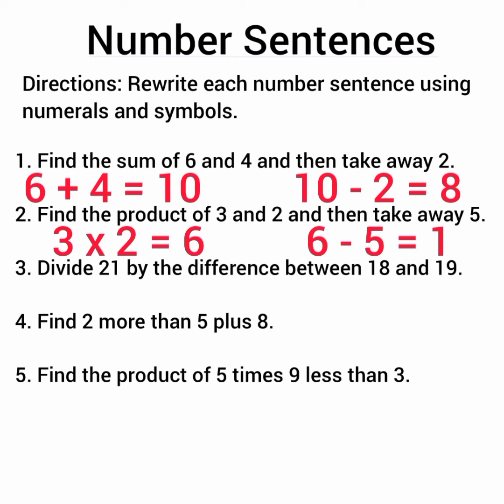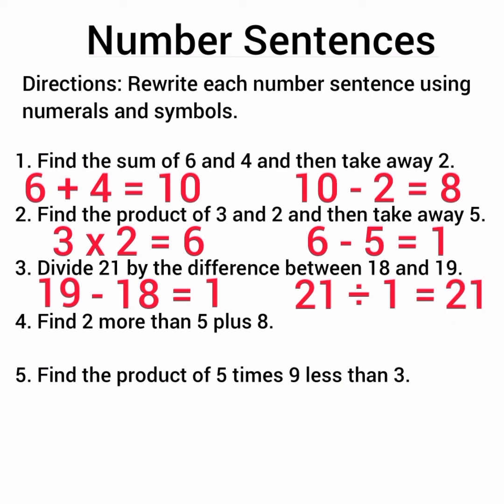It means to subtract. Again, you have to read this carefully because the way the numbers are set up here, you're not going to be able to subtract 18 from 19. In other words, you can't write 18 take away 19 because you can't do that. It's impossible. So again, you have to think. You have to take 19 and then subtract it from 18, which equals 1. Now you have the answer to divide 21 by. So now you're going to take 21 and divide it by 1, which equals 21. And that's your answer for number 3.